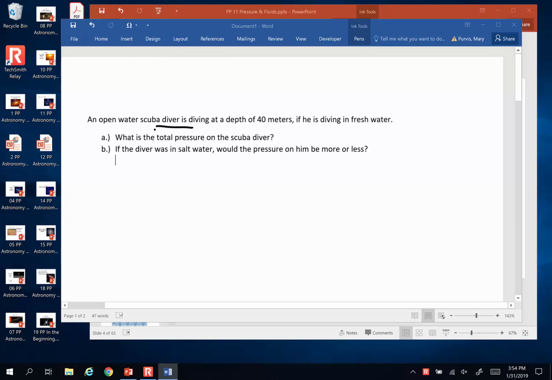So we have an open water scuba diver diving at a depth of 40 meters, and we want to know what is the total pressure on our diver. So here is the water, and our little diver, let's put some goggles on our little diver and a little air tank on the back, is 40 meters below the surface of the water, and we want to know what is the pressure on our diver.